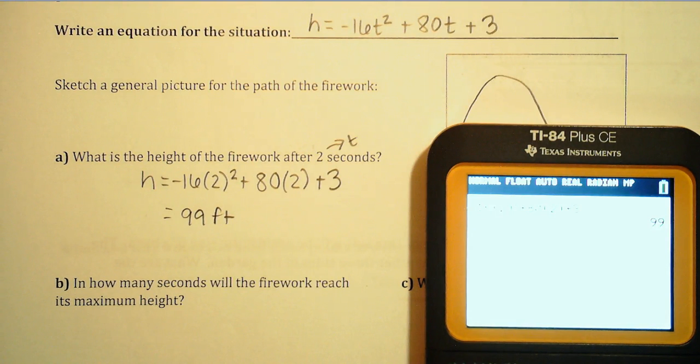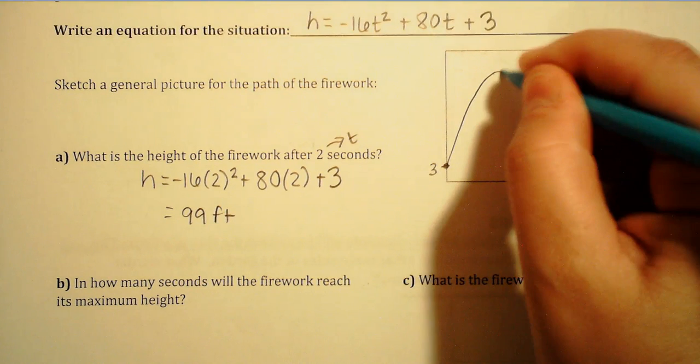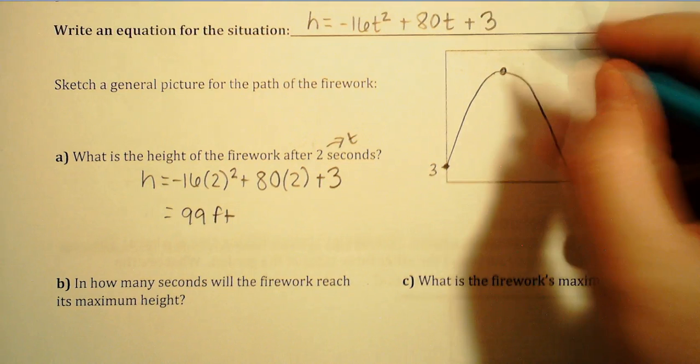All right, now to answer parts B and C, I'm going to have you look back a little bit at the picture we sketched. Part B says, in how many seconds will the firework reach its maximum height, and then what is the maximum height? So if we're looking at the graph, the maximum height that it would reach is just going to correspond with the vertex. So if you're being asked for a maximum, they're just trying to get you to find the vertex.